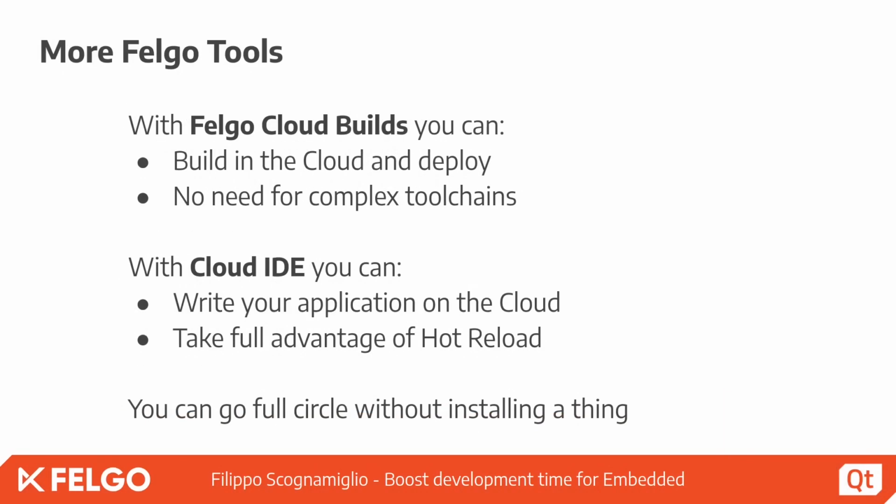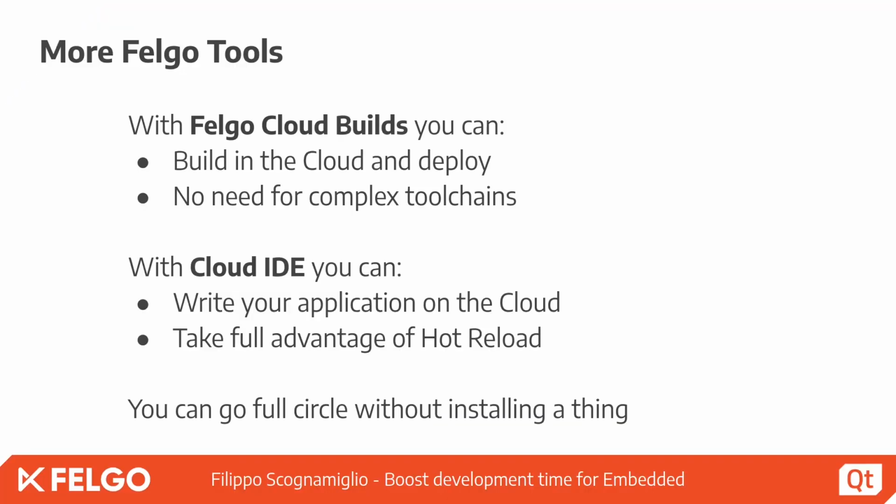We have even more tools. With Felgo Cloud Build, you can build your own Qt projects directly on the cloud, download the artifacts, and deploy them to your targeted board. There's no need to have on your system the cross-compilers or the complex tool chains that generally are required. All of them are handled by the Felgo Cloud Builds. You can host them on Felgo servers, or if you prefer, you can host them on-premise.